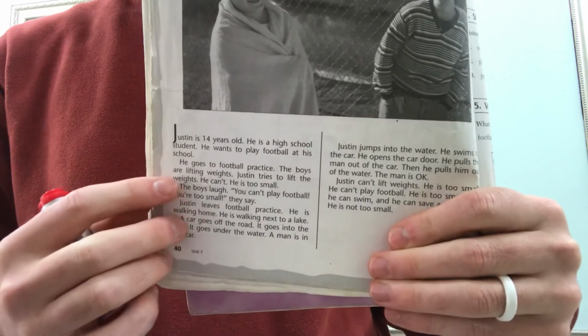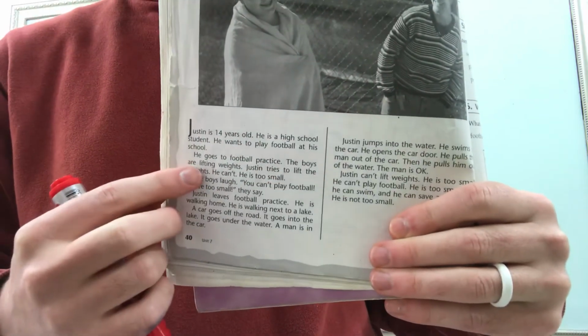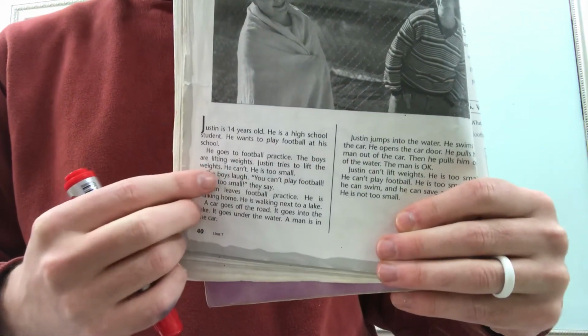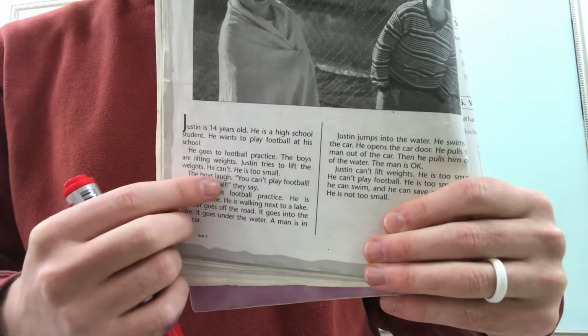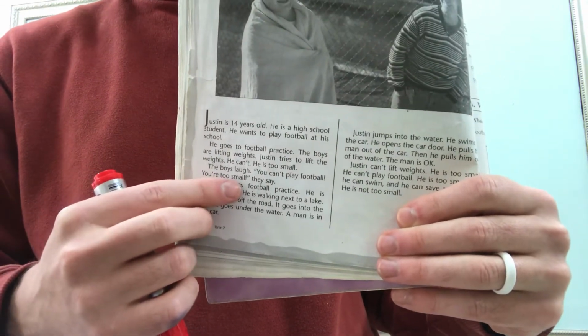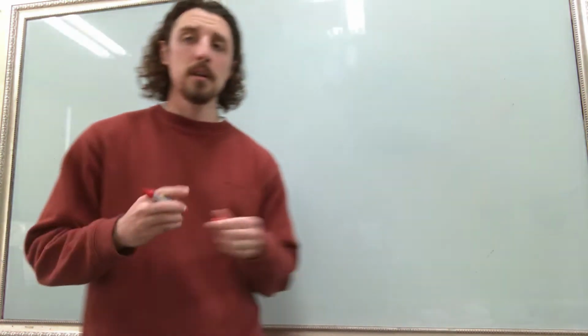Ready? Okay. So if we look at the story one more time, right here, he goes to football practice. The boys are lifting weights. Justin tries to lift the weights. He can't. He is too small. The boys laugh. You can't play football. You're too small, they say. So the question was, why do the other boys laugh at Justin?